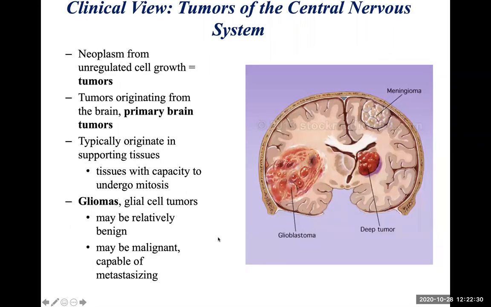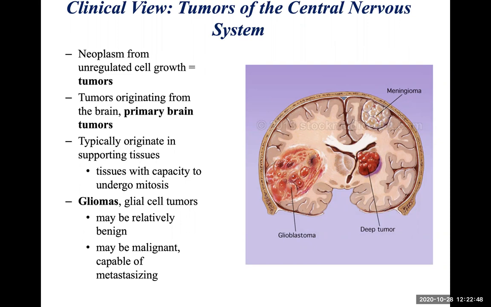Okay, so when it comes to cancer that's associated with the nervous tissue, this is what I want you to know, which you could deduce based on your knowledge of neurons versus glial cells.